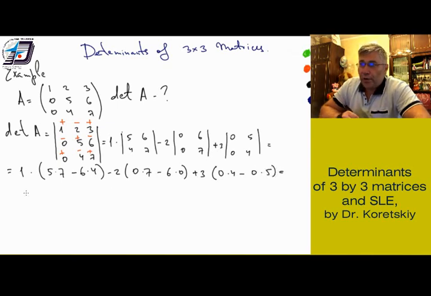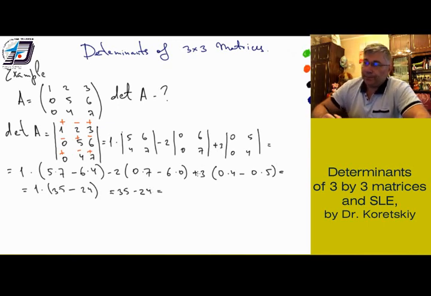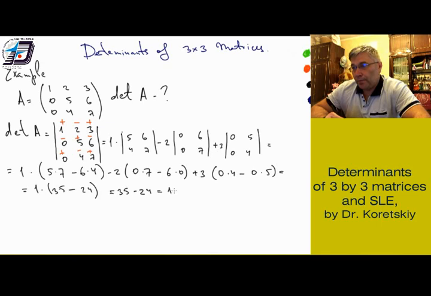We are very lucky here. We have 1 times 5 times 7, 35, minus 6 times 4, 24. The other terms are 0, and the last two terms give zeros, and we have 35 minus 24, and it is 11. It's a regular matrix, by the way. But we can use the other way.